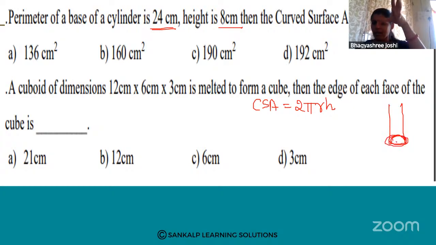So cylinder, this one cylinder is like this. That means cylinder, it has circular base.